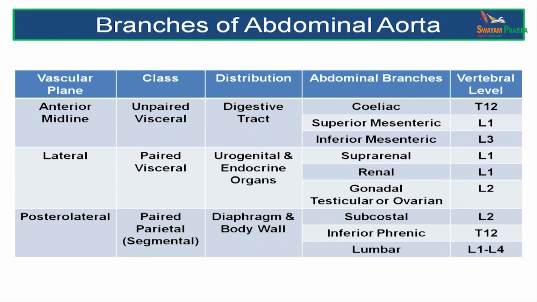Next are the posterolateral branches, which are paired and segmental, supplying the diaphragm and the body wall. There are the lumbar arteries, the inferior phrenic and subcostal arteries.